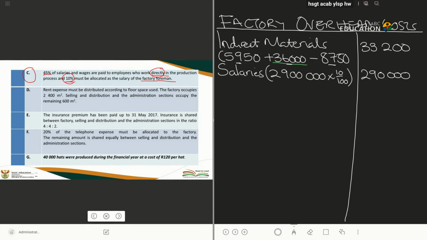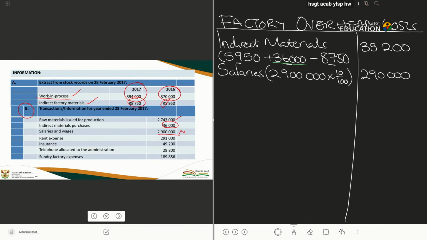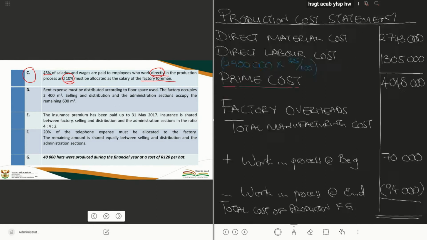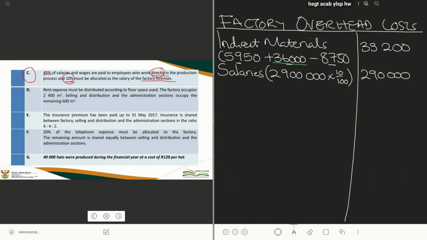All right. I will repeat what I've just said. We have salaries and wages, which are given, and our salaries and wages are 2.9 million. But the information tells us when we go further that this 2.9 is supposed to be split. It says 45% goes to your direct. So where do we take it? We took it to our production cost statement. And then it says 10% is for the foreman. So that means we take it now to our factory overhead as the 290,000. Boys and girls, let us continue.